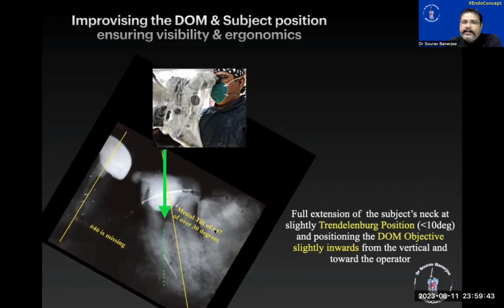We extended the neck of the patient and first made the patient lie in a Trendelenburg position, and in addition to that, we extended the neck of the patient. We also moved the objective of the microscope a bit away from the clinician. In that way, we aligned the microscope as closely as possible in line of viewing the coronal end of the file. So this was the improvisation that was done.